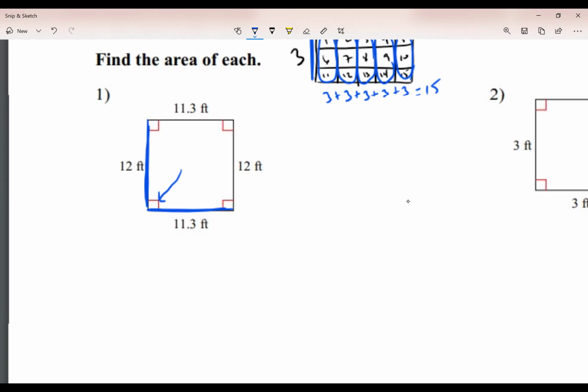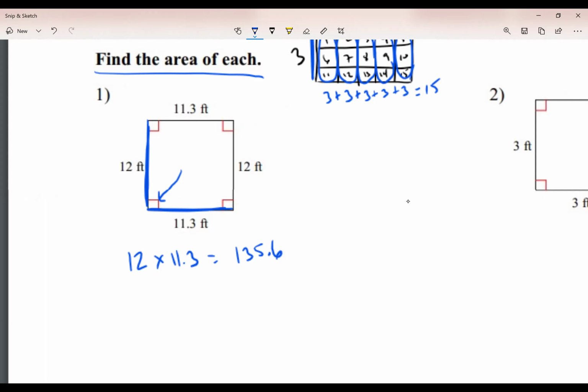So for the area of this rectangle, let me go 12 times 11.3. And I'm going to use a calculator if necessary. In my case, it gives me 135.6. Now, be careful with the instructions. Notice I just said find the area of each. I never said round to anything. So look at the instructions.